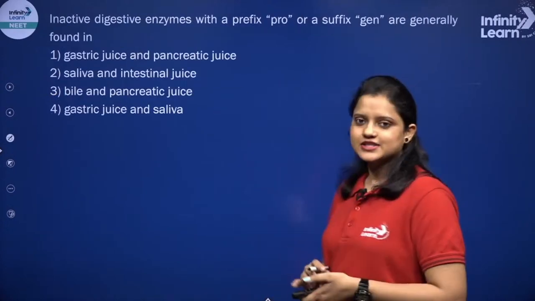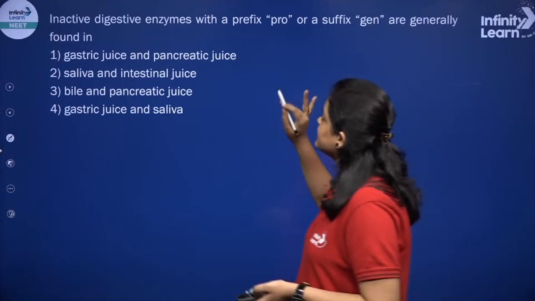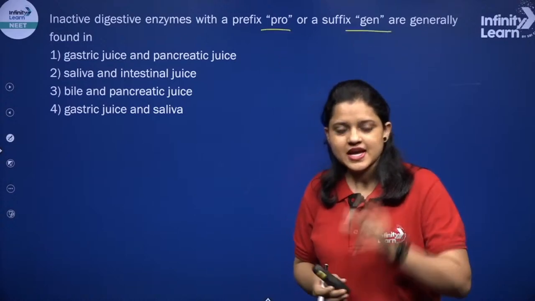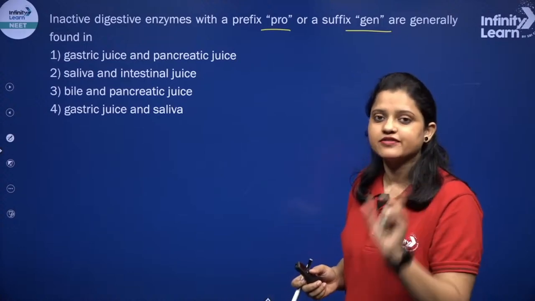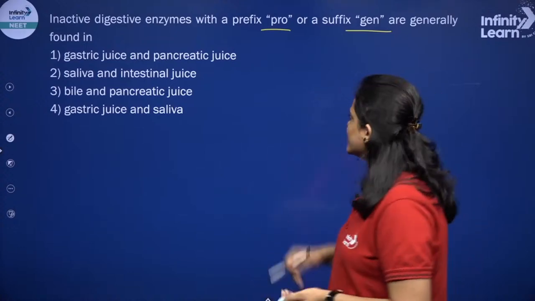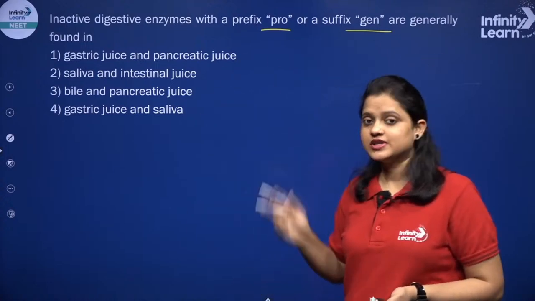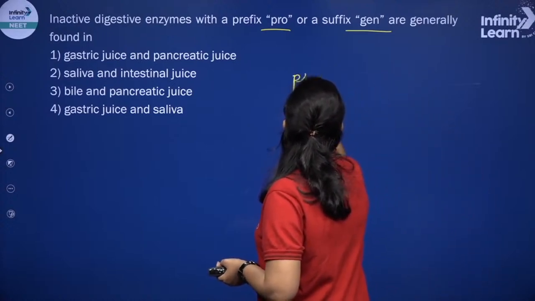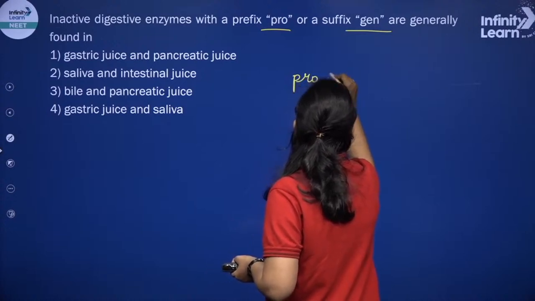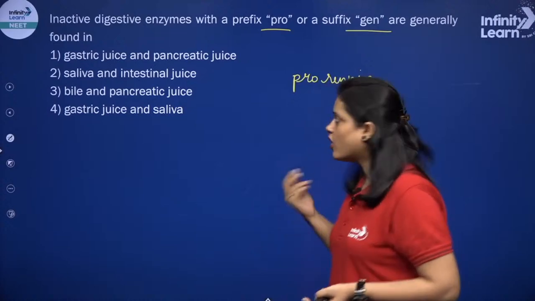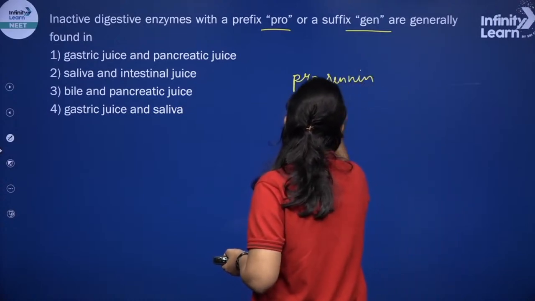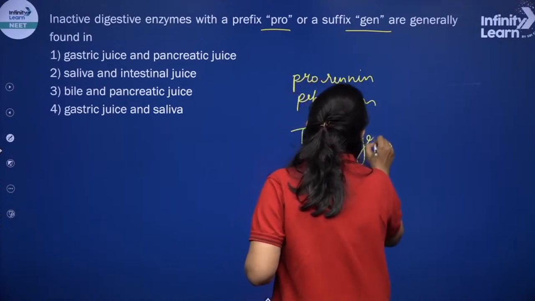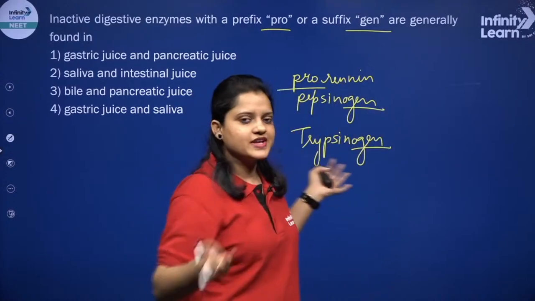Right? Next question. Inactive digestive enzymes with the prefix pro and a suffix gen are generally found in, okay? What is prefix? Prefix is the word that is added in front of any word, and suffix is added at the end of any word, right? So they are talking about enzymes, for example, prorenin, or pepsinogen, or trypsinogen. So basically, can you see this gen, this pro, these are prefix and suffixes, right?